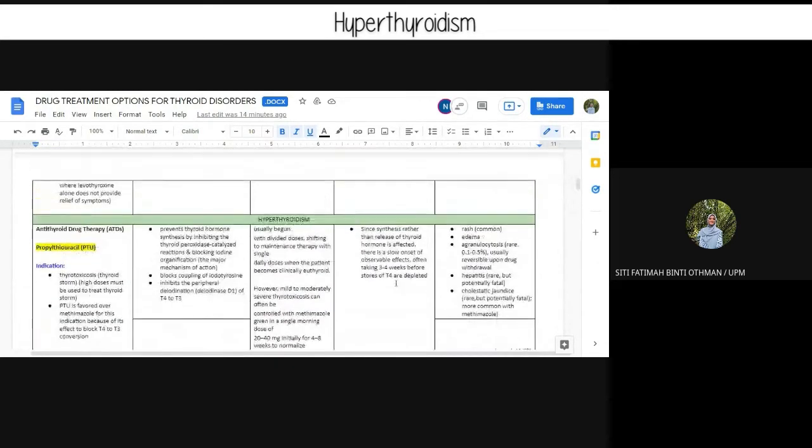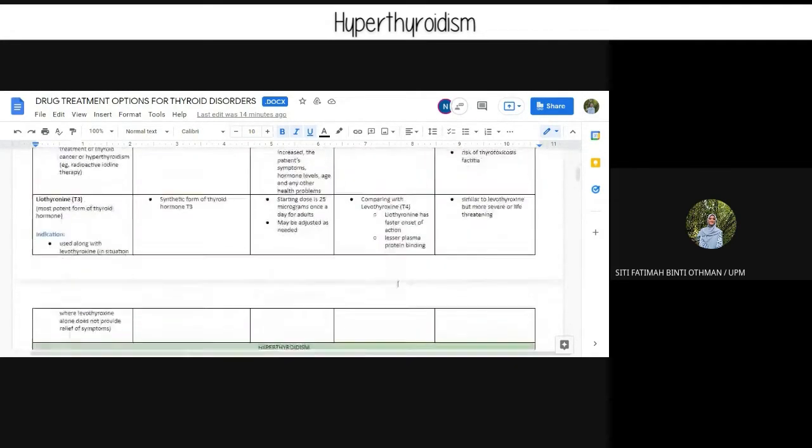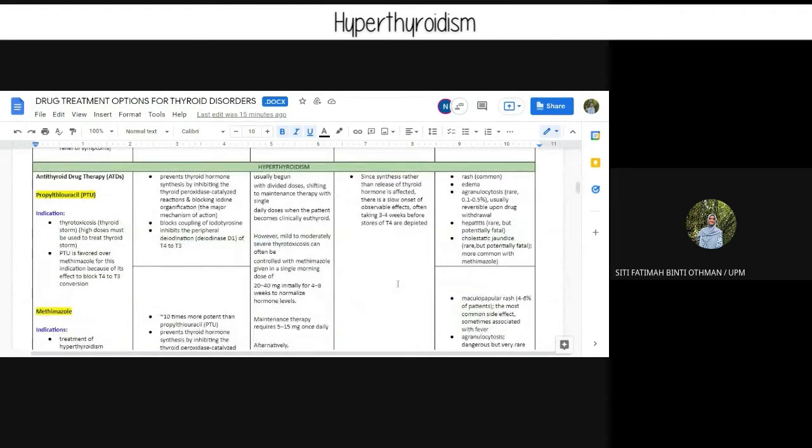Next, for the pharmacokinetics of PTU, since synthesis rather than release of thyroid hormone is affected, there is a slow onset of observable effects, often taking 3 to 4 weeks before stores of T4 are depleted.